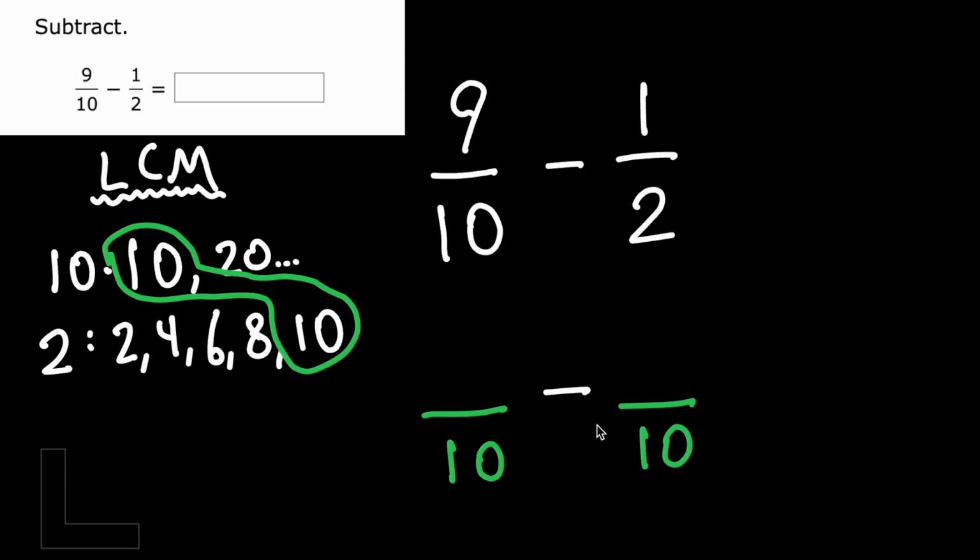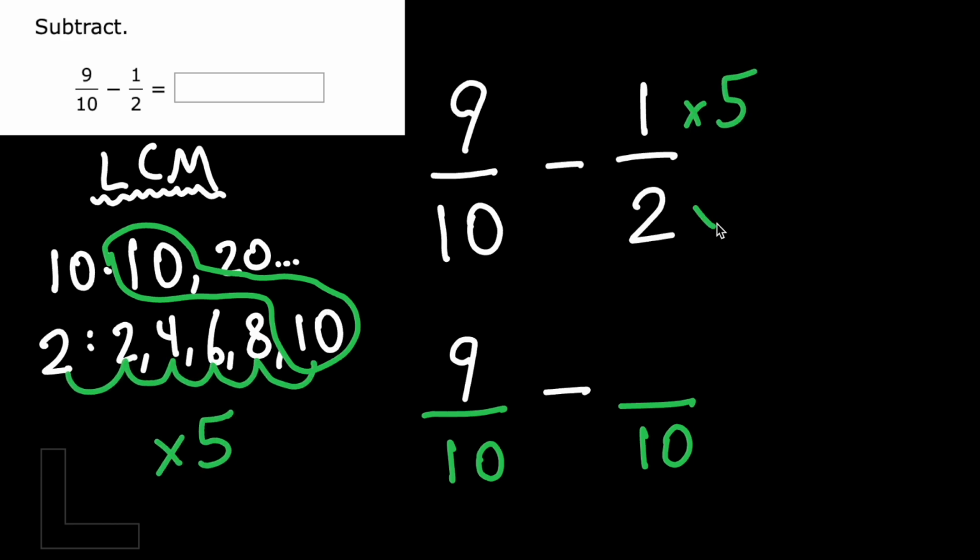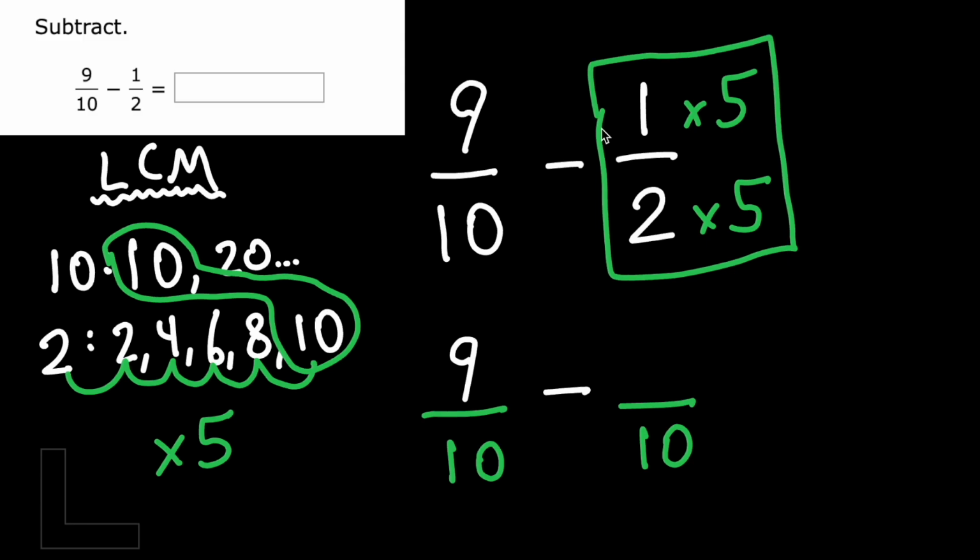For the first fraction, 10 times 1 is 10, so 9 times 1 is 9. However, for the second fraction, 2 times 5 makes 10. So we need to multiply the top and bottom by 5 to make a new equivalent fraction. 1 times 5 makes 5, 2 times 5 makes 10, so our new fraction is 5/10. And now we can solve. 9/10 minus 5/10 is 4/10.